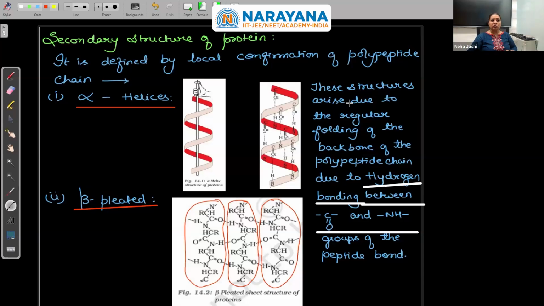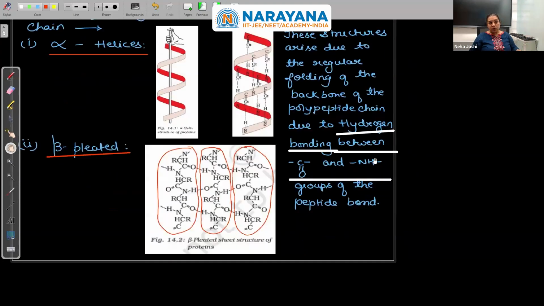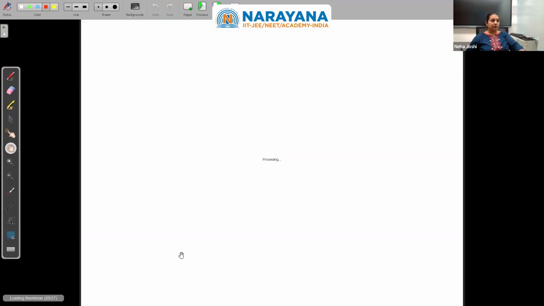Simple. These structures arise due to the regular folding of the backbone of the polypeptide chain. But what is responsible for secondary structure? Hydrogen bonding between the carbonyl and NH groups of the peptide. These are the backbone of the structure. That is how they keep them intact. Otherwise, the structure would be like a spring. This beta is a zigzag pleat, and one layer is hydrogen bonded to another, and then a third, so it is a layered structure which is created.